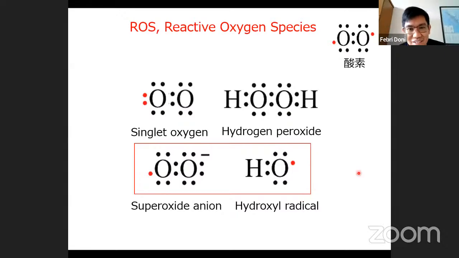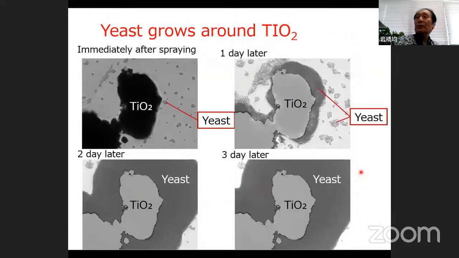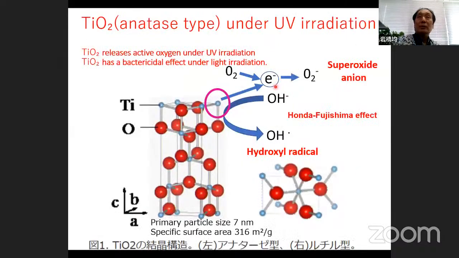Okay. Because they produce free electrons and holes, and they take electrons from OH minus and make hydroxyl radical. And once an electron attaches to oxygen, it becomes superoxide anion. I see. Titanium dioxide produces superoxide anion and hydroxyl radical in air conditions. So, do you mean, Sensei, that TiO2, when attached by O2, will become a radical and then superoxide anion? Yes, like that.